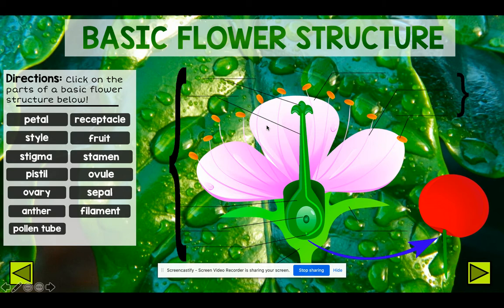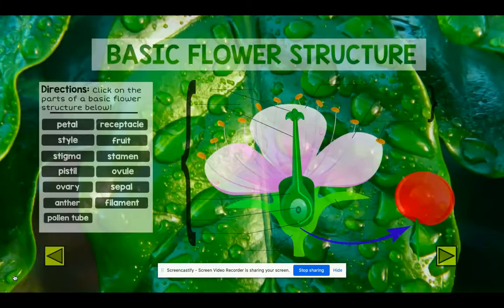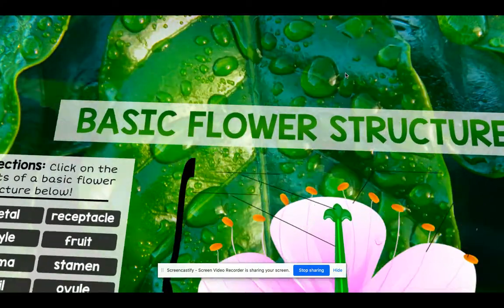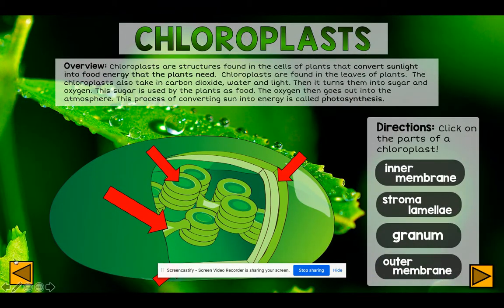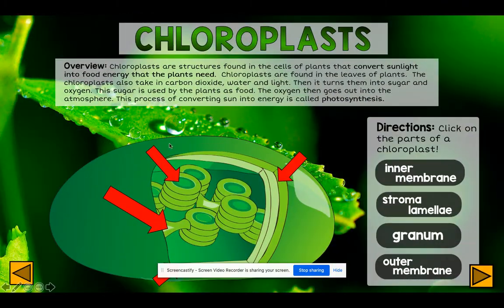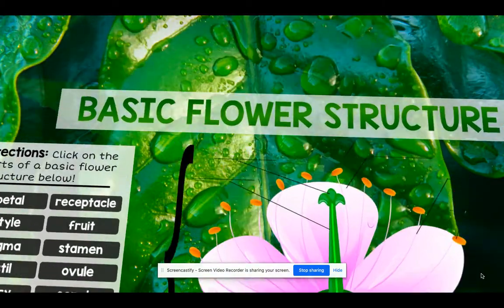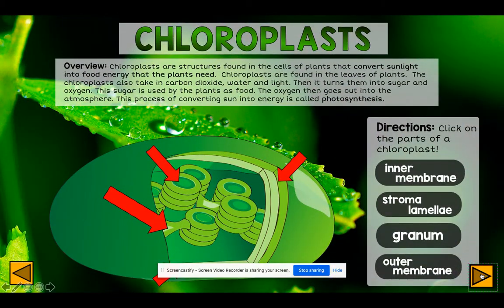And here's our basic flower structure that you can click on the parts of, to learn the name of that specific part of the flower and what it does. Pretty cool. So you just click and learn the different parts. And I will send this to you guys so you can maneuver around and navigate through it on your own.